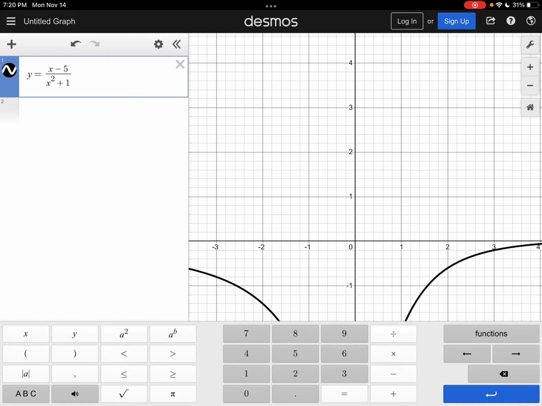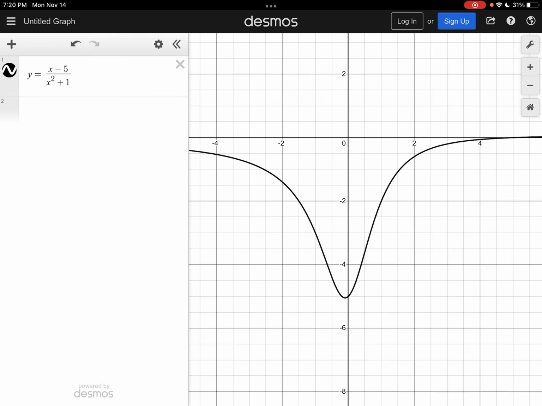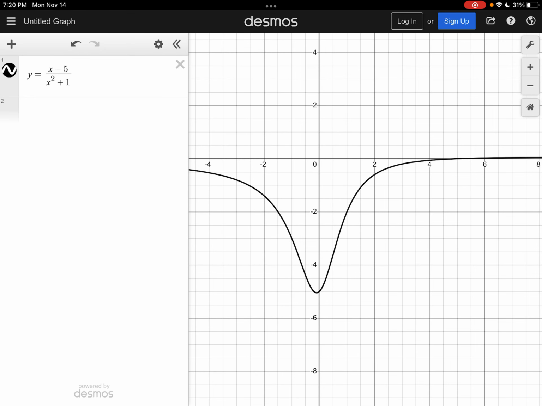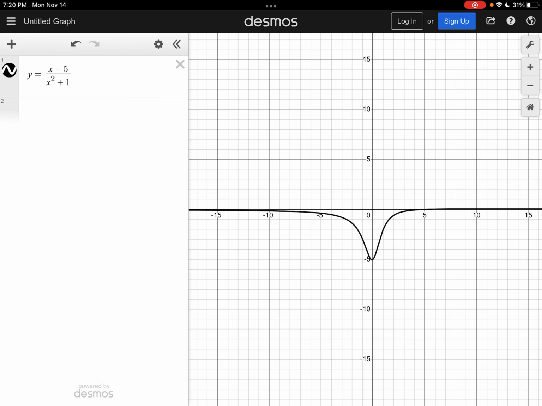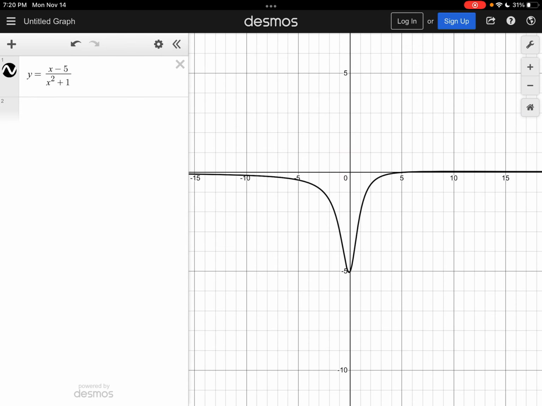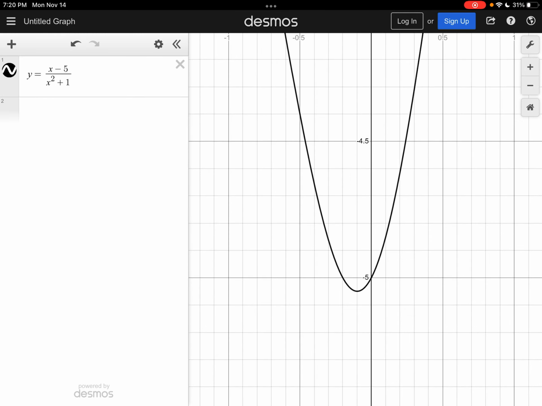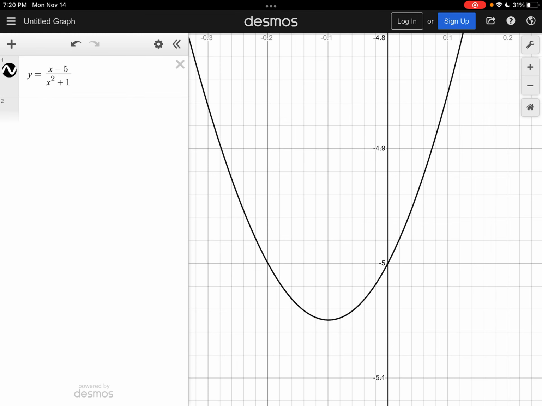Okay, here's our graph. Notice there's no discontinuity, right? You can trace the whole thing. Didn't we say the y-intercept was negative 5? Well, there it is. You see it right there, negative 5.